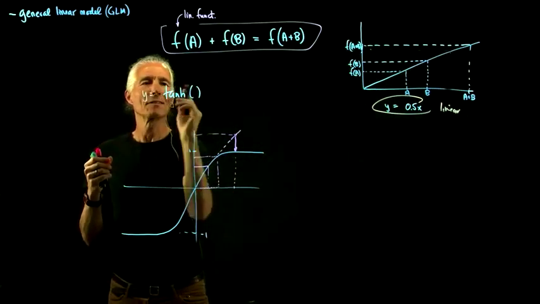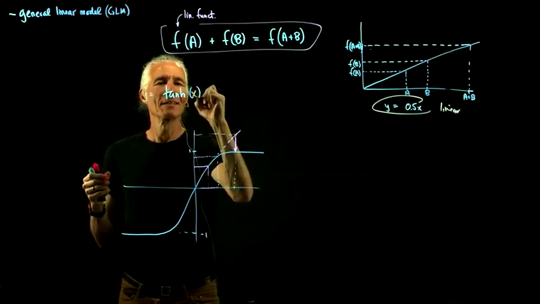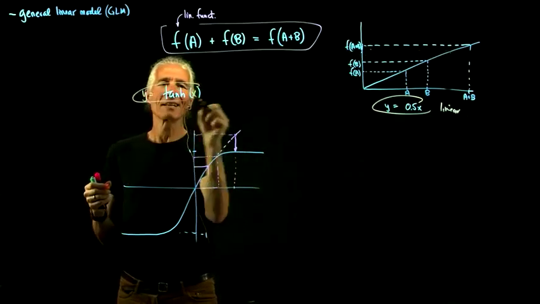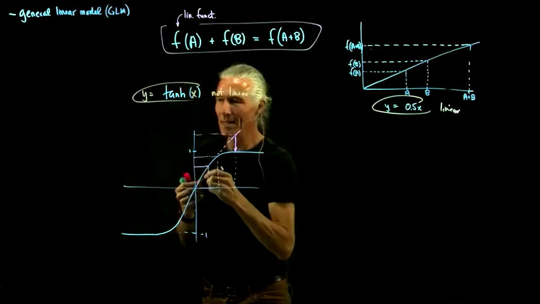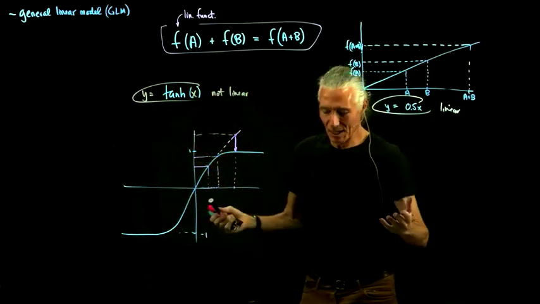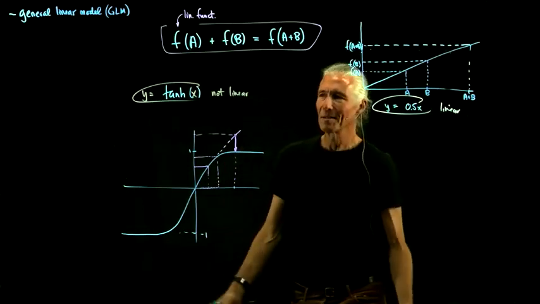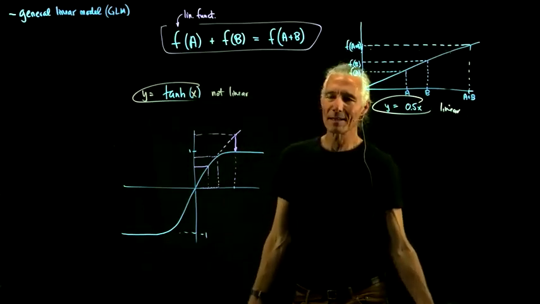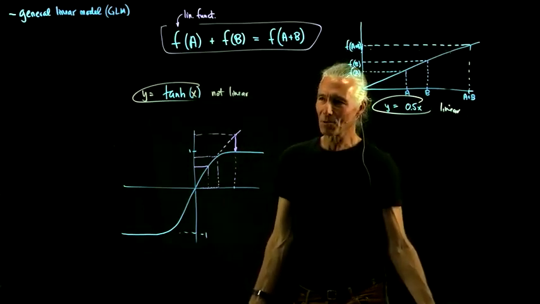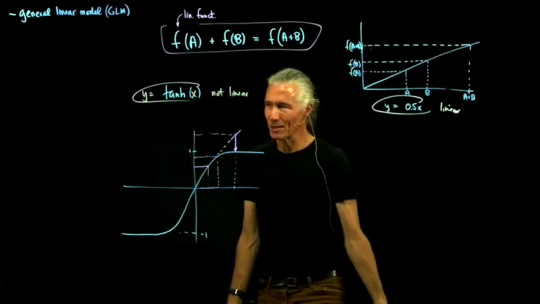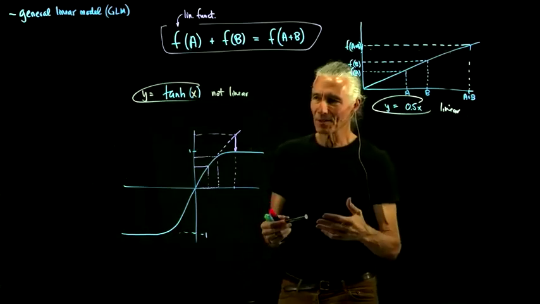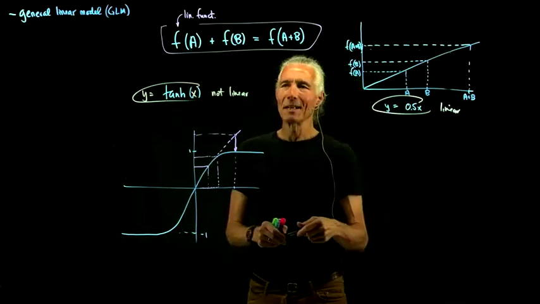Y equals tangent of x, not linear. Our whole assumption of the general linear model, which the majority of fMRI data is analyzed with, is not true. We know it's not true, but why do we do it? Because it's well understood. How it fails is relatively well understood, and it's hard enough.